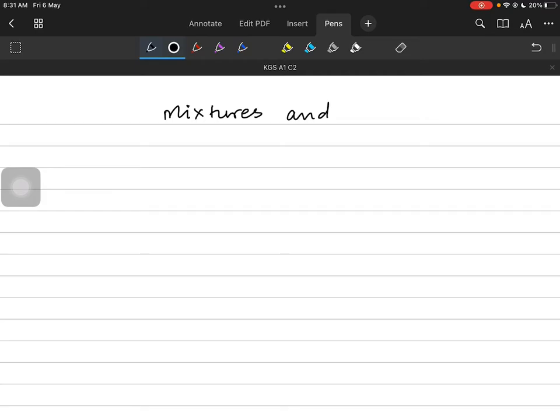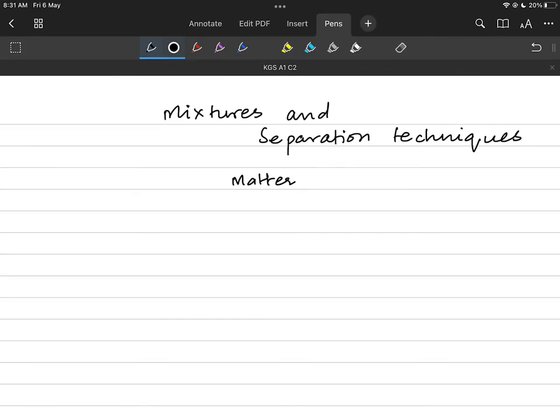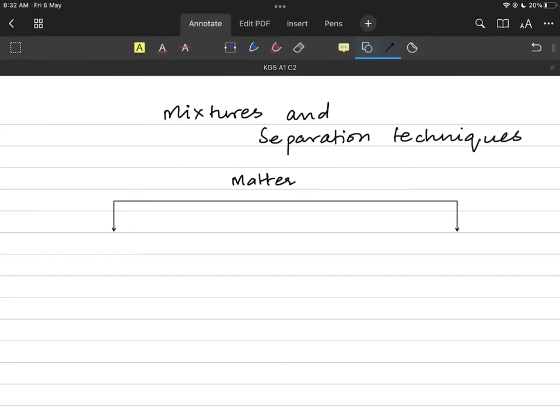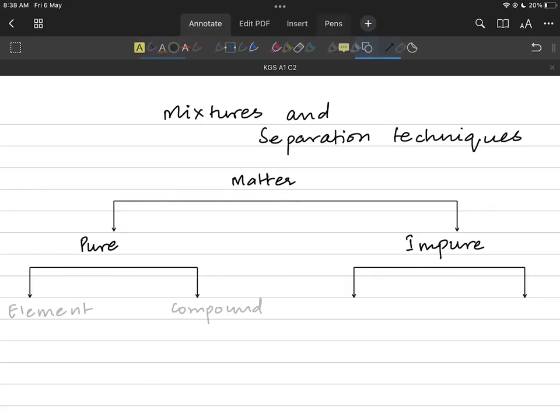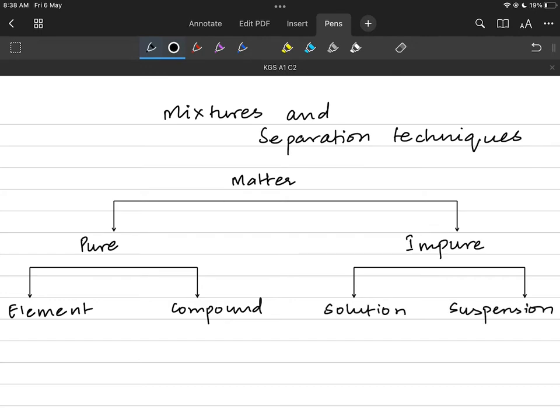So, returning to the experimental chemistry playlist, we're going to be talking about mixture and separation techniques in this video. But this video can also be useful as one of the very basic topics of chemistry, which is matter, anything that has mass and occupies volume. Matter could be pure or impure. Now, pure matter includes two kinds of substances, which is element and a compound, while impure includes solutions and suspensions.